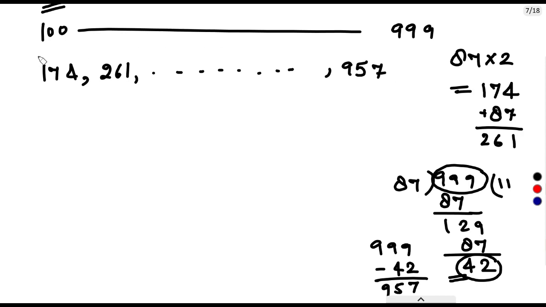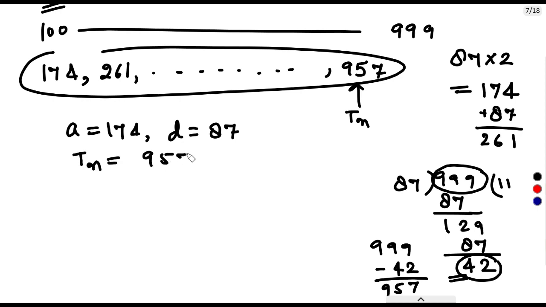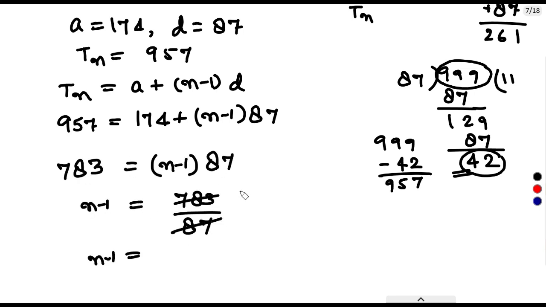Now we have to find the number of terms in this series. Let it be n, then this term will be nth term. A is 174 and the common difference is 87 because we are taking the multiples of 87, and the last term nth term is 957. Now solve this and find the value of n. n is equal to 10 means total number of terms having 3 digits and divisible by 87 are 10.